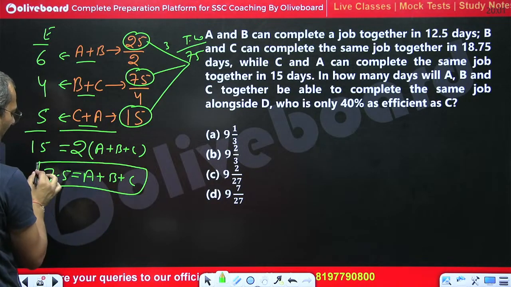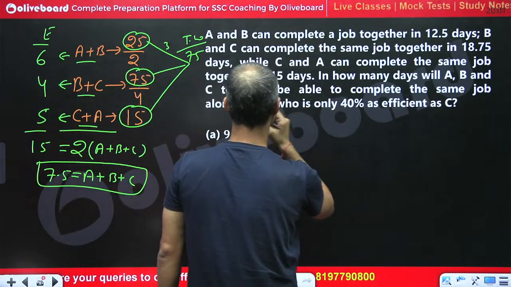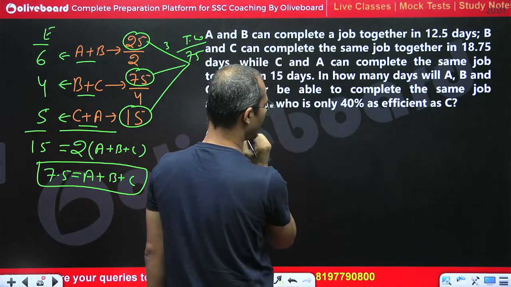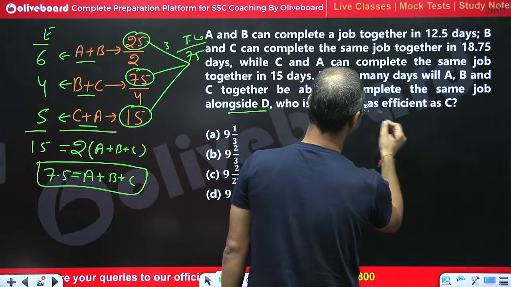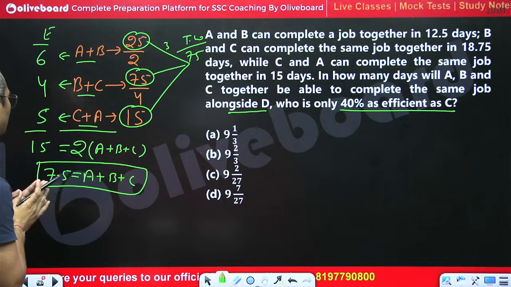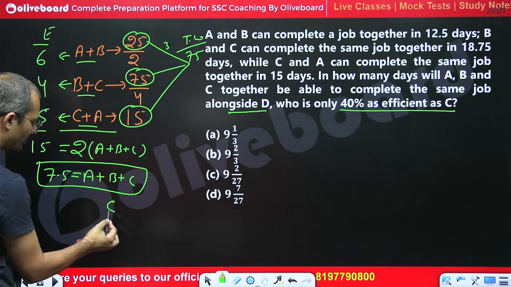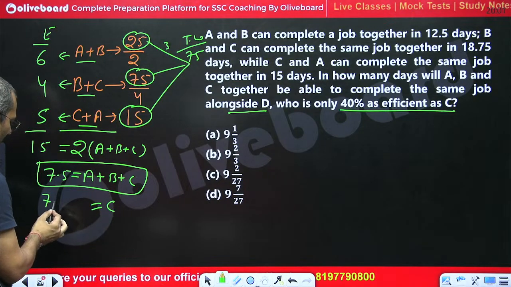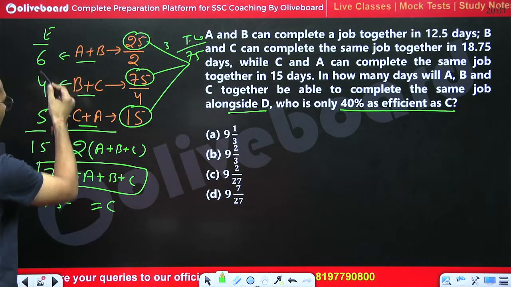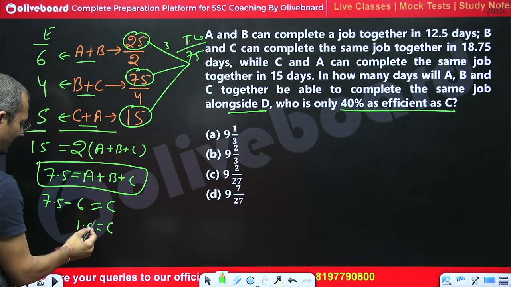Yes, is this clear? Now we have to calculate C. In how many days A, B, C? The question is given. We are also taking D, and D is only 40% of the efficiency of C. So we have to calculate the efficiency of C. See, the efficiency of A, B, C is 7.5. Then what will be the efficiency of C? C would be equal to 7.5 minus the efficiency of A and B, 6. So the efficiency of C would be equal to 1.5, right?